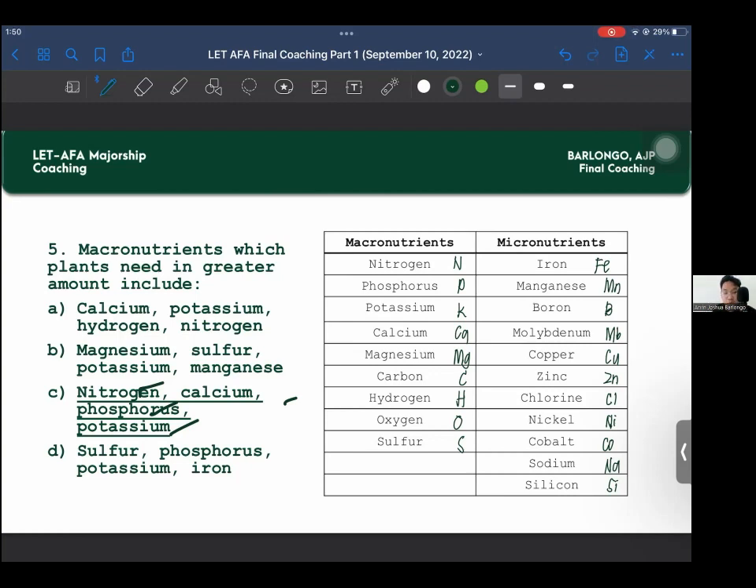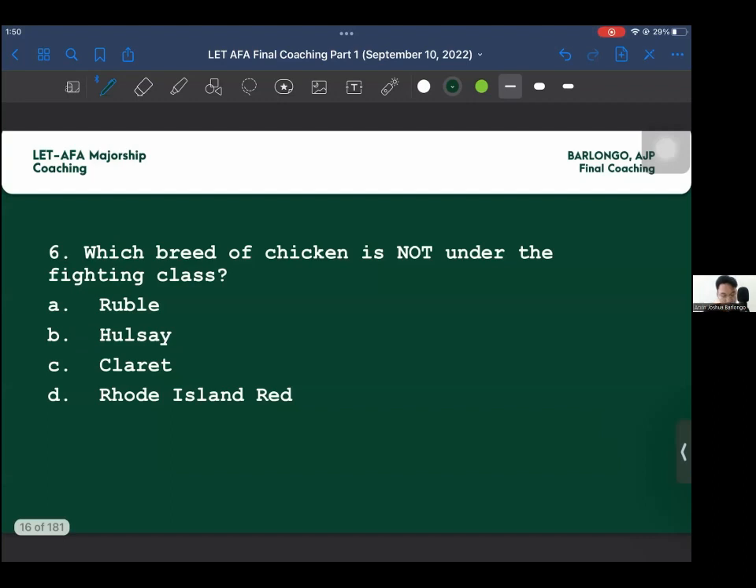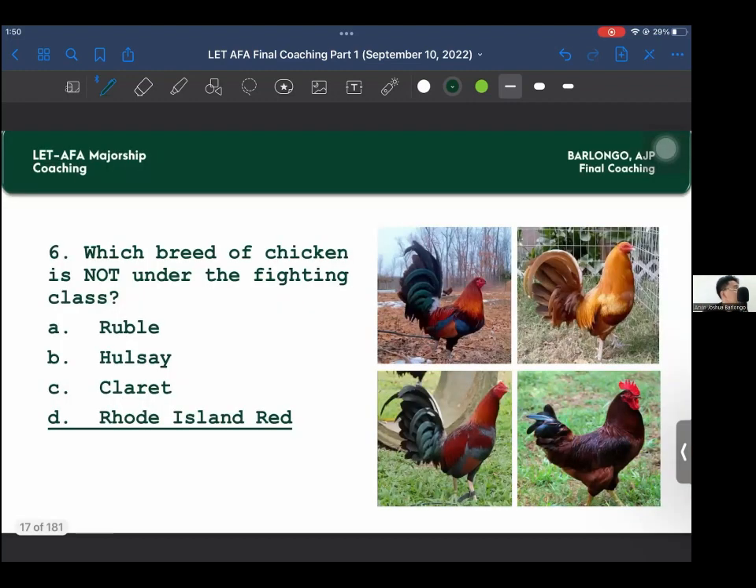Okay, so let's move to number 6. Which breed of chicken is not under the fighting class? A, Ruble. B, Hulsai. C, Claret. Or letter D, Rhode Island Red. So which is not under the fighting class? The answer for this one is letter D, which is Rhode Island Red.